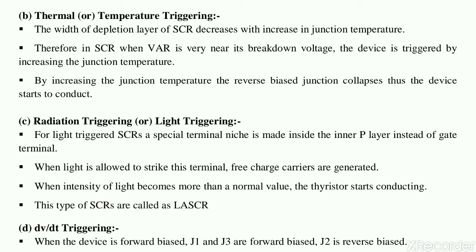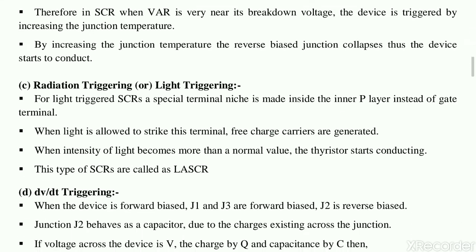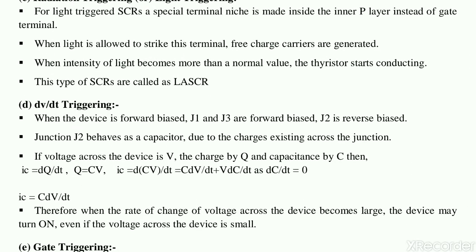So this is a very basic triggering method of SCR. In this case, a special terminal is made inside the inner P layer and we allow the light to strike on it. As soon as the light strikes that material, free charge carriers are generated. Due to these charge carriers, the thyristor starts conducting, but the light intensity should be more than the normal value. The fourth method is dV by dt triggering.